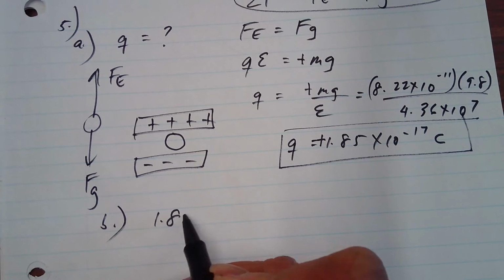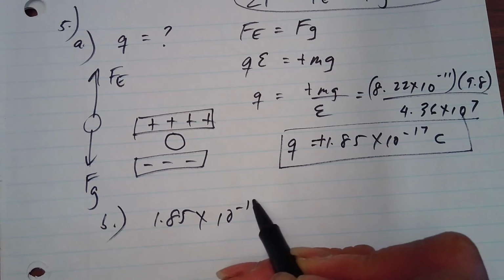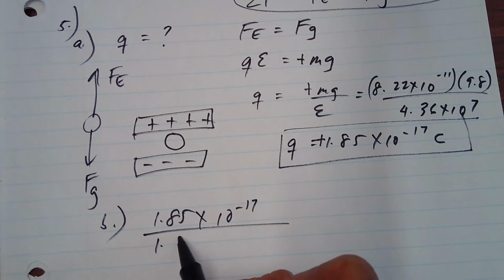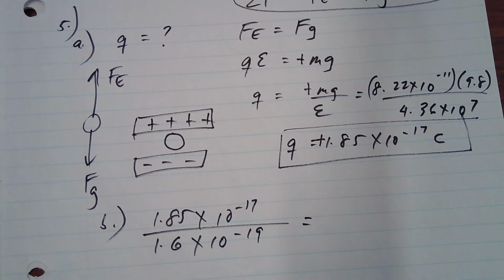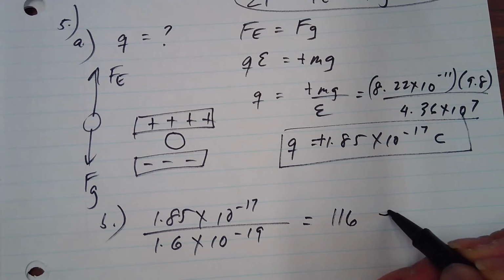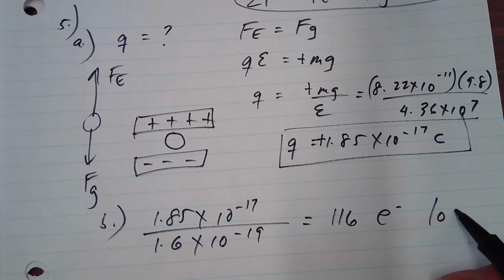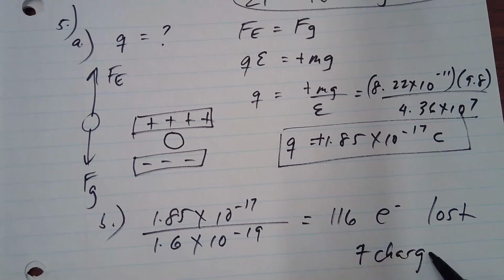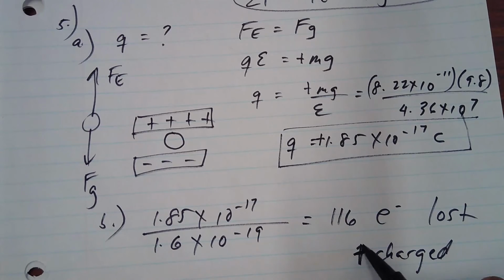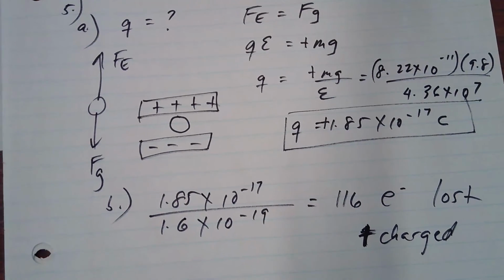So we just take that and divide it by the charge of one electron, which is 1.6 times 10 to the negative 19. And you get 116. Okay, 116 electrons lost. If it's a positive charge, that means you would have lost electrons.